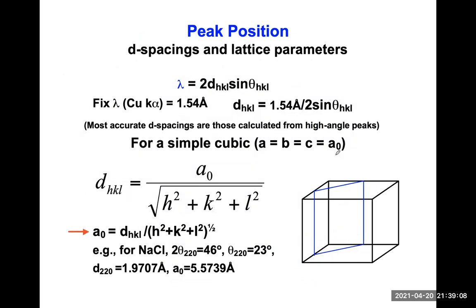For table salt, sodium chloride, the measured detector angle for diffraction from the 220 Miller plane is 46 degrees, which means the angle that we put into sine theta is half that. And we can walk backwards through the geometry to talk about the spacing for sodium chloride between the 220 planes.